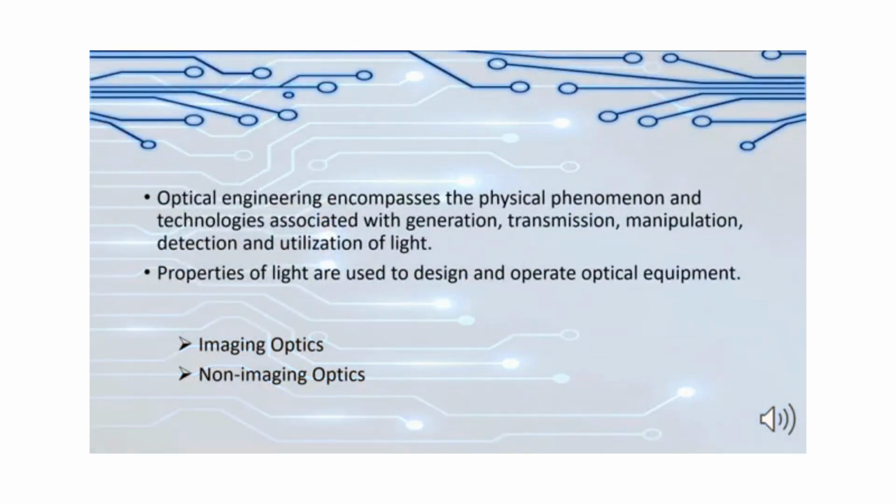Optical engineering is basically a branch which encompasses the physical phenomena and the technologies which are associated with generation, transmission, manipulation, detection, and utilization of light. In this field, various properties of light are used to design and then operate various optical equipment. Now, optical engineering is of two types: imaging optics and non-imaging optics. The imaging optics consist of those devices in which images are formed by using light, while in non-imaging optics, light is used but there is no image formation.